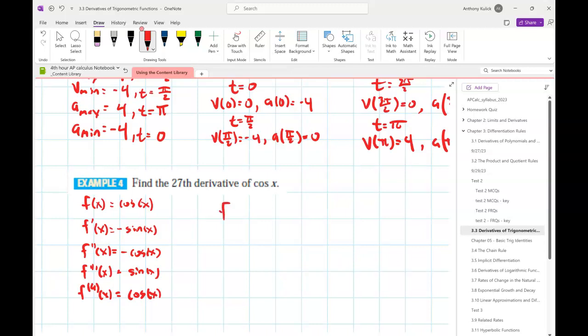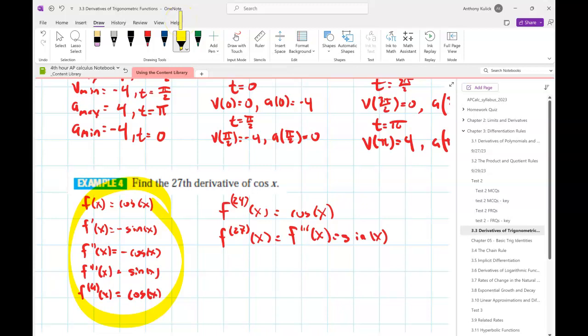So I can say, okay, the 24th derivative should just be back to cosine, right? So the 27th derivative should be the same as the third derivative, which should be sine x. So we managed to do it with just 4 derivatives. This type of function is called a cyclic function, one that has a finite number of values and just cycles back over itself over and over again, repeats itself, like the sine or cosine function, right?